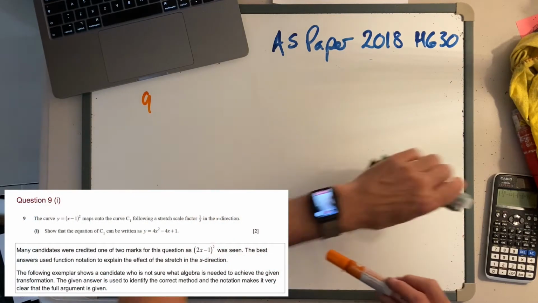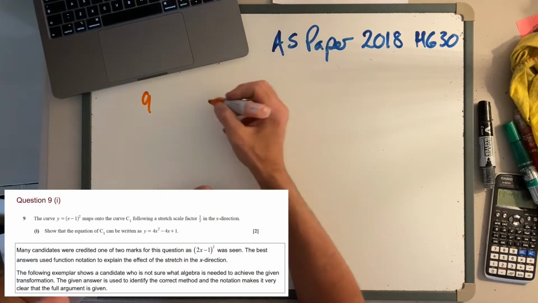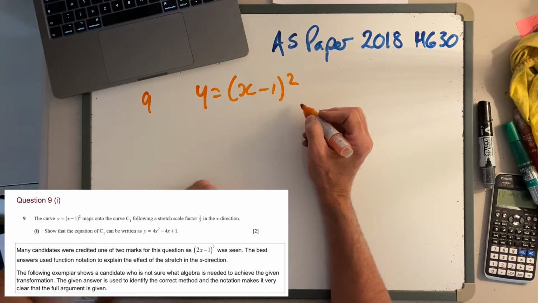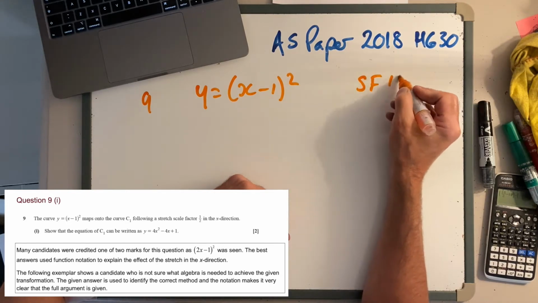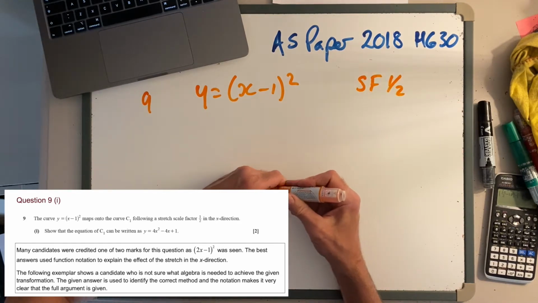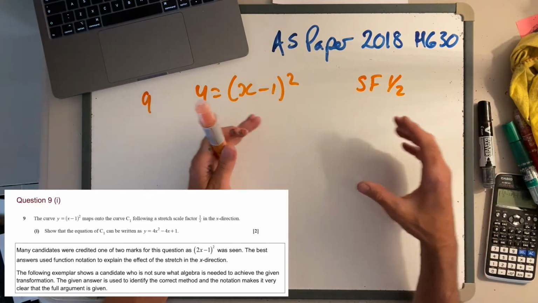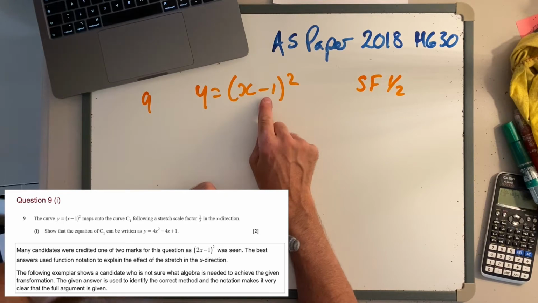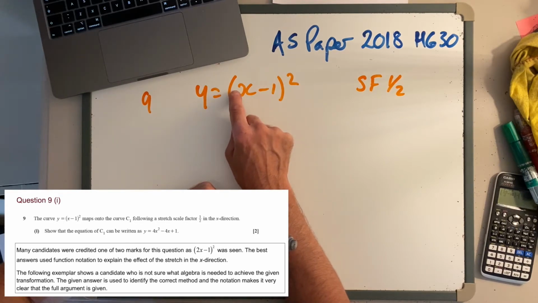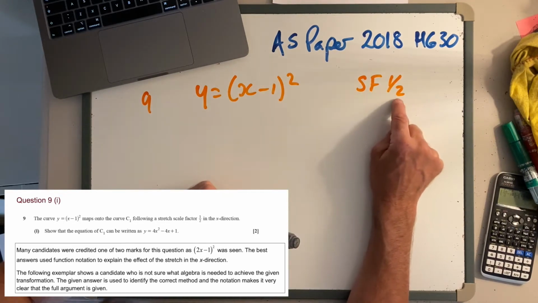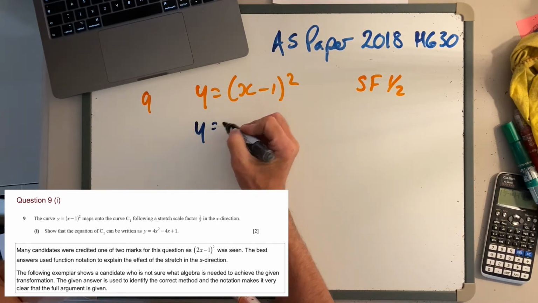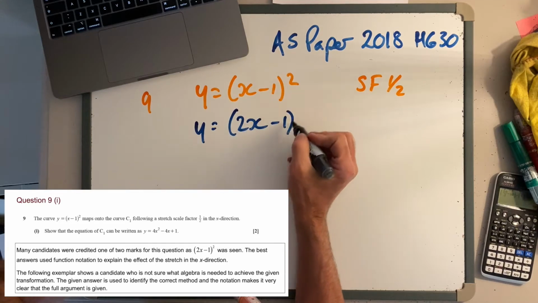Right, so we're looking at question 9 now. The curve y equals (x minus 1) all squared maps onto C1, a stretch with scale factor of a half in the x direction. So it's in the x direction, so we've got to look inside the bracket. That one shifts it. The coefficient of x is the stretch. If it's scale factor of a half, then that will be 2 inside there. So you literally get it like this.